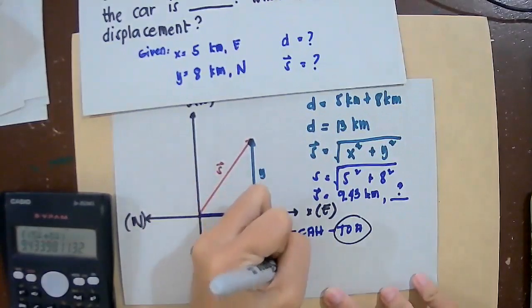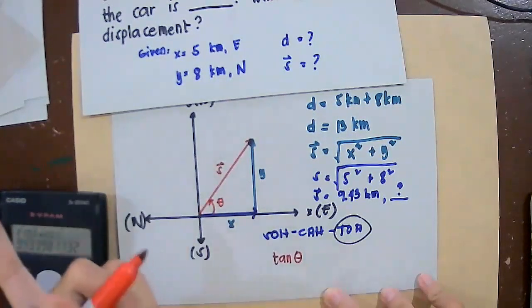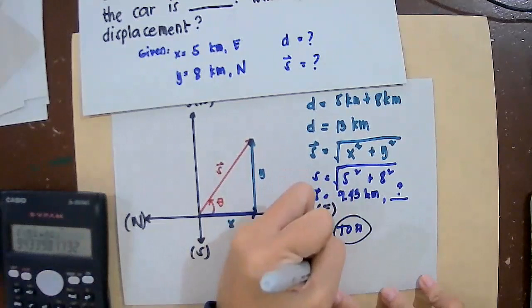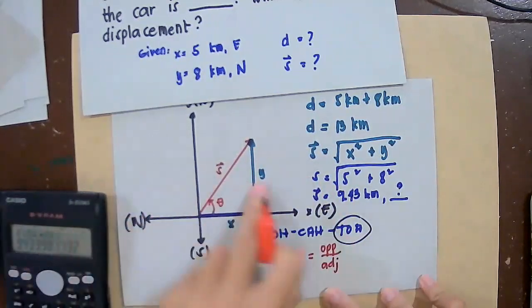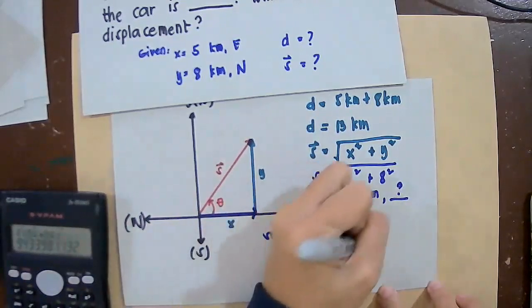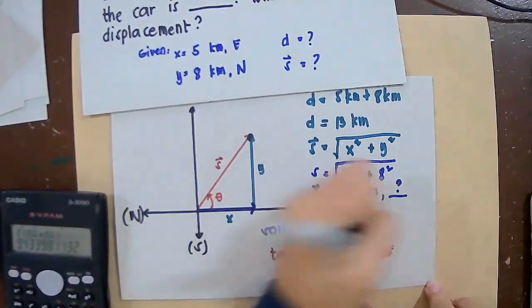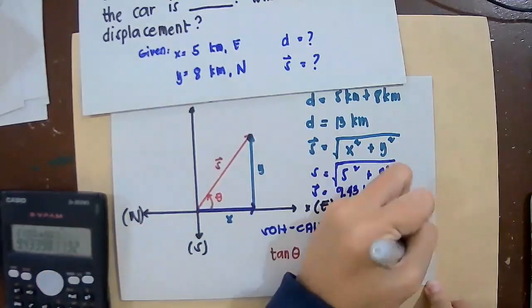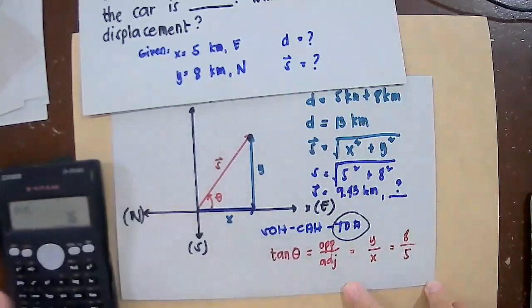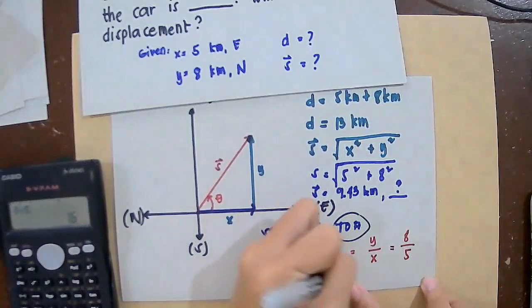Okay? So we have tangent theta. Okay, ito yan siya. This is what we are going to solve for to get your direction. Is equal to opposite over adjacent. Okay. What is the opposite side? That's y, and then your adjacent side is x. Y over x. Okay. And then you will get your y is 8 divided by 5, 1.6. So your tan theta is equal to 1.6.